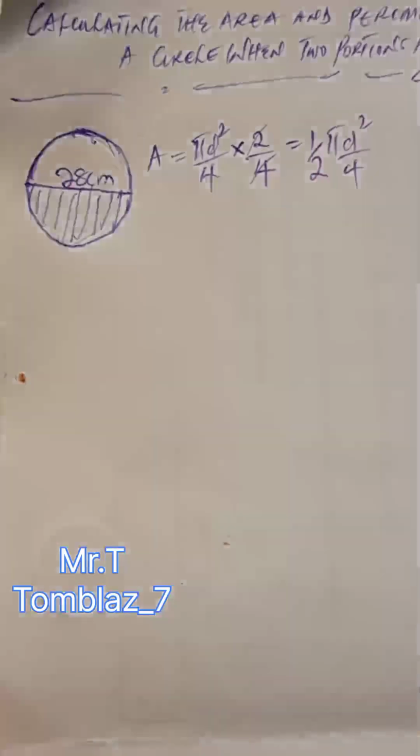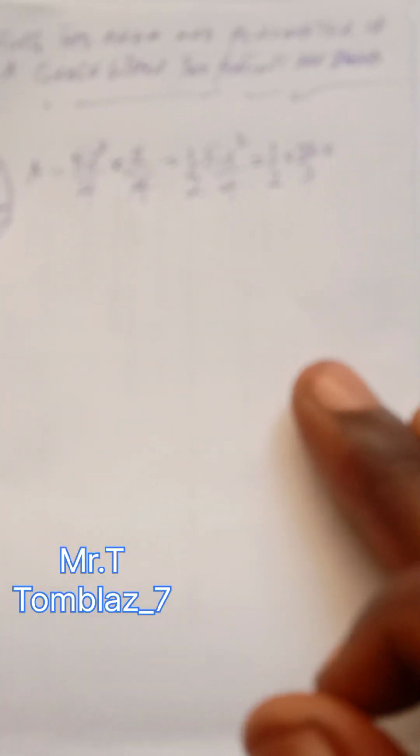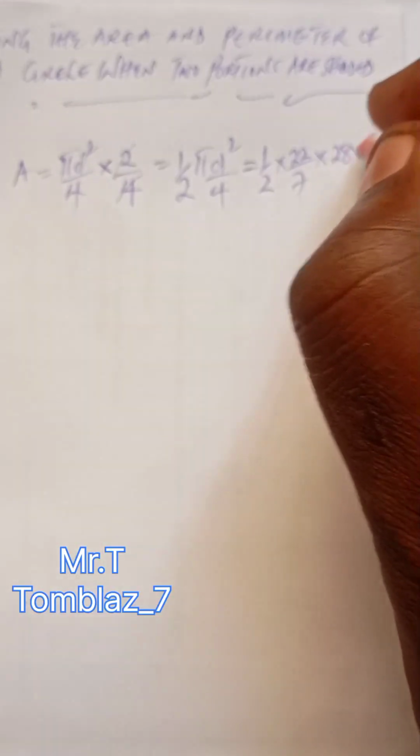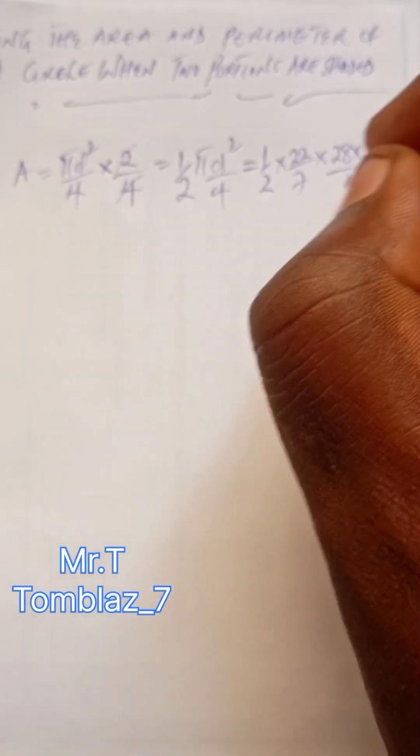Alright, so let's proceed. Our area will be equal to, let's substitute the values into the equation now. We have 1 over 2 times pi, which is 22 over 7, times the diameter, 28 times 28, all divided by 4.